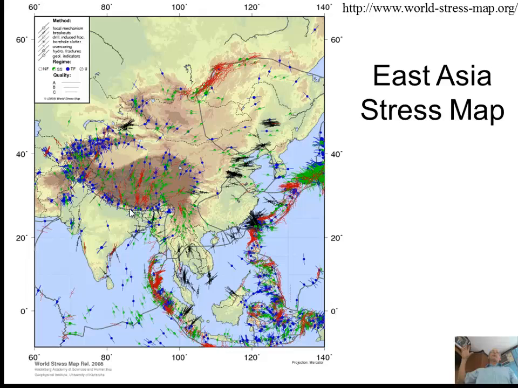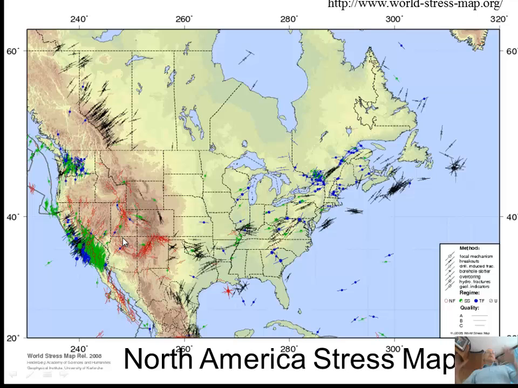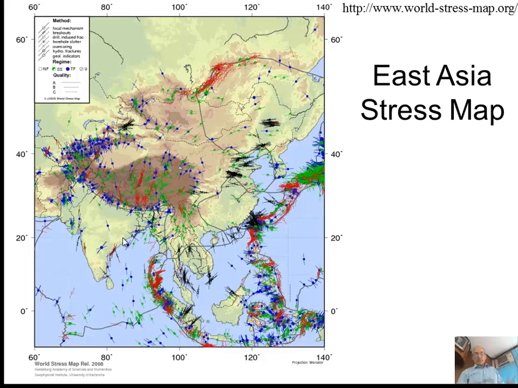I always like to show the stress map because it's a reminder of what's driving everything, and also of the messiness of reality, that it's not always so simple, and the fact that topography in some places is important. In Tibet, as well as Western North America, the topographic stresses are significant enough because of the high topography that they dominate the stress. So we get extensional systems there. Any questions about the world stress map?